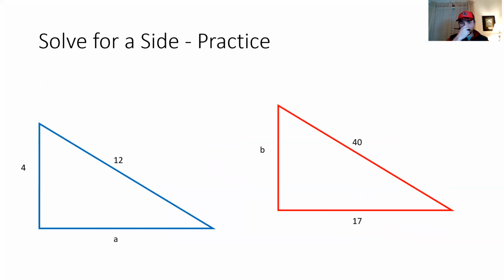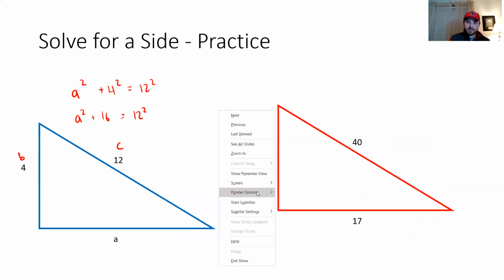I'll go ahead and go through two more really quickly. Here we have 4. This must be our b since we're not given a. This must be our c. So we can plug these in. We have a squared since we don't know a, plus 4 squared equals 12 squared. a squared plus 16 equals 12 squared. Or sorry, that's 144. I needed that.